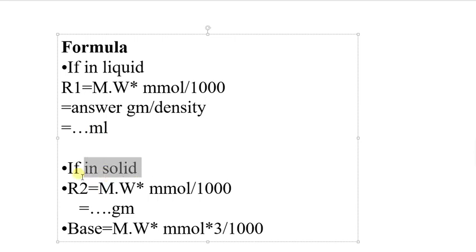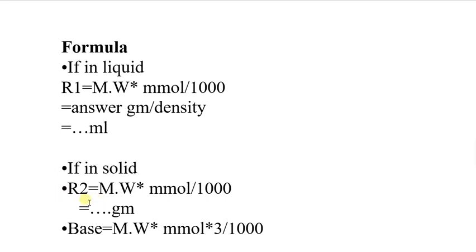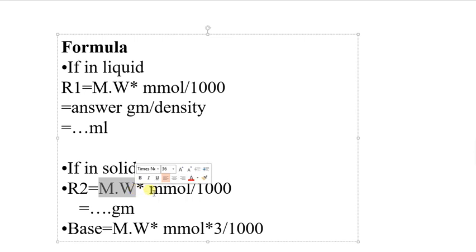Now if our reactant is in solid state, what I have to do is simply multiply molecular weight with the number of millimole, then divide it by 1000, and simply the answer is in the form of grams.